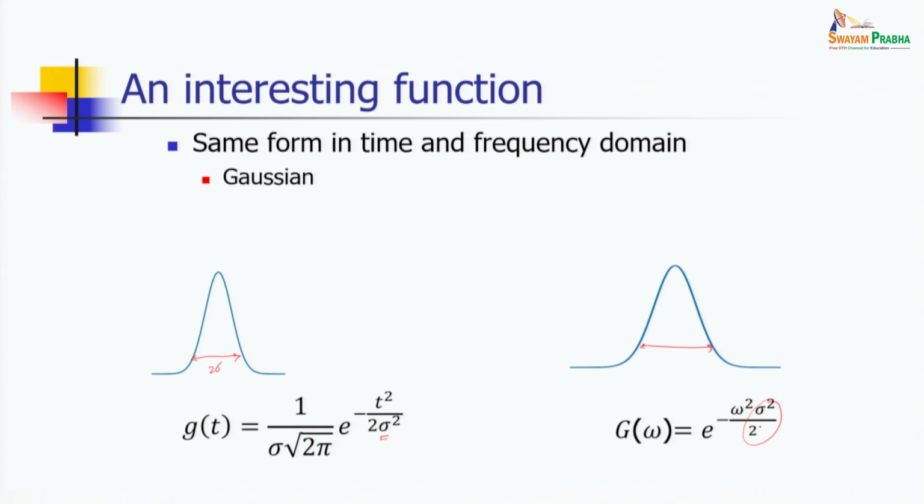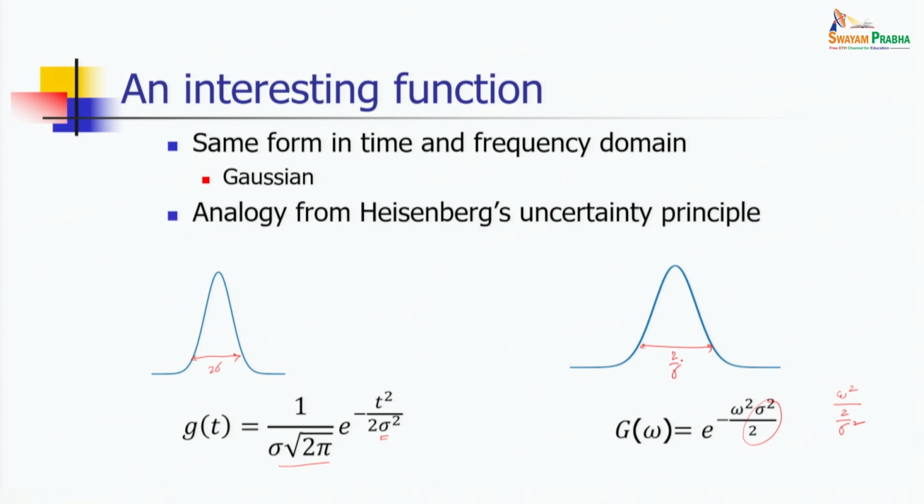So, if I ignore the normalization part, this could be written as omega square by 2 over sigma square, which means this width is 2 by sigma. Earlier it was 2 sigma, now it is 2 by sigma. So, it is inversely proportional. Though they are of the same shape, if one support is narrow, the other support gets wider.